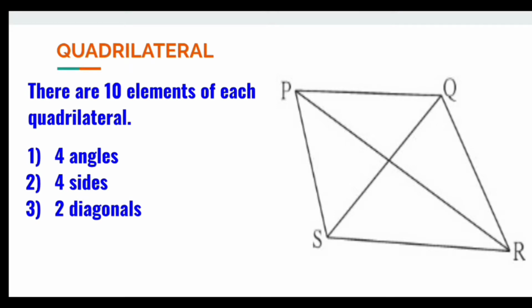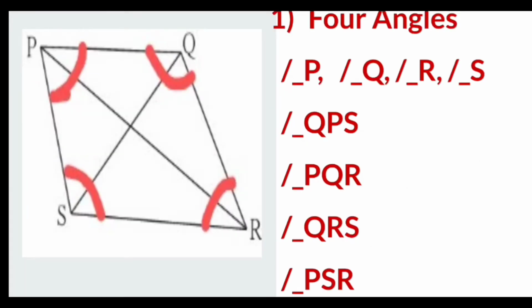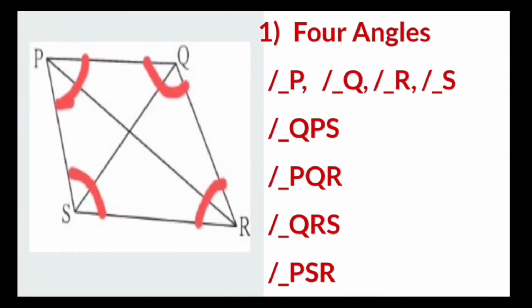So let us see one by one all these 10 elements. First there are 4 angles. Here the 4 angles are shown by using a red marker, as you all can see. So if you want to denote the angles by using one letter only, the 4 angles can be written as angle P, angle Q, angle R and angle S. These are the 4 angles of this quadrilateral PQRS.